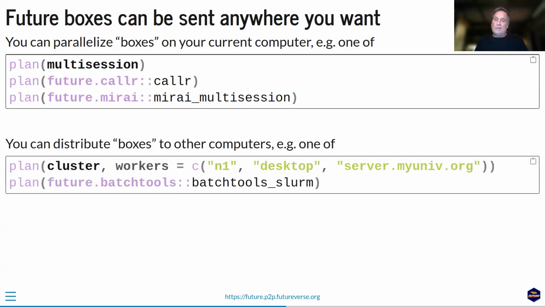If you have access to multiple machines in your office, at home, at the university, in the cloud, you can already now just point to those and use those. And if you have an HPC, a high performance compute cluster, you can use that, for instance, the Slurm job scheduler, and harness the whole compute cluster and the power of that. Just one change of plan.